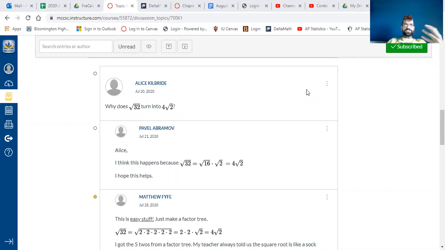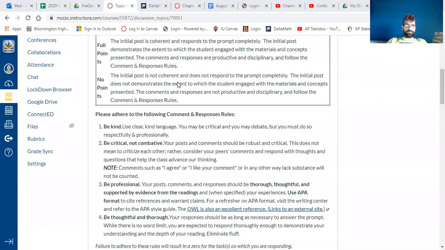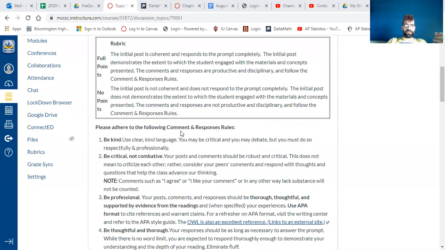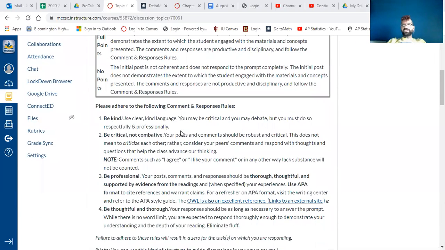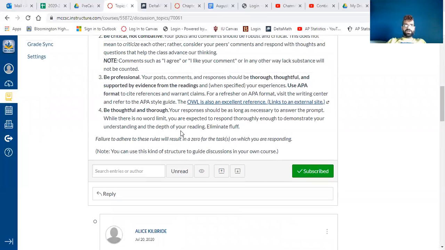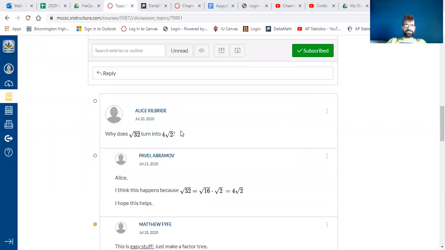Discussion. Once again, this is a discussion that is designed for you to ask questions and then maybe answer the questions and so on. There's a rubric in your discussion with fairly simple things: be kind, stay on topic, be professional, be critical but not combative, and we'll talk about all of those things. So here's a prompt question.